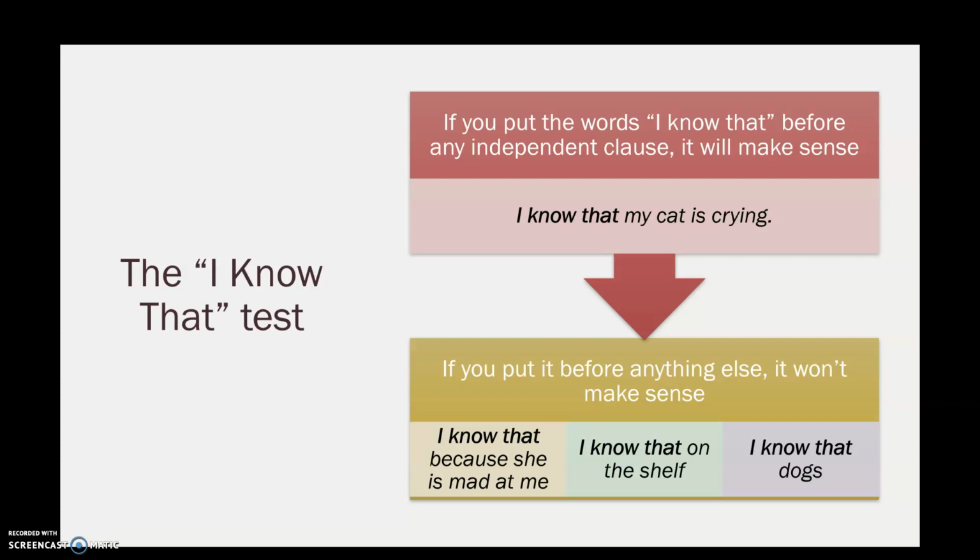In this case, my cat happened to be crying when I was making this presentation. So, "I know that my cat is crying." Well, here's the "I know that." This makes sense. So "my cat is crying" is an independent clause.